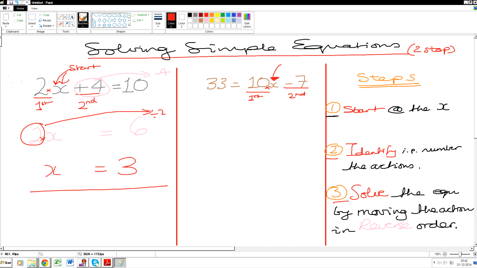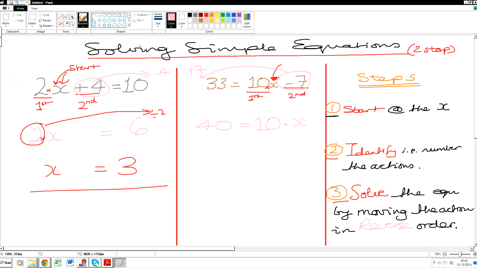First action, second action. Now, when we're going to solve it, as the rule says, we've done step 1 and step 2. Step 3 says solve the equation by moving the actions in reverse order. So the minus 7 has to go first. The opposite of minus 7, change side, change sign, is plus 7. So 33 add 7 will give us 40. Copy down the 10 times by x.